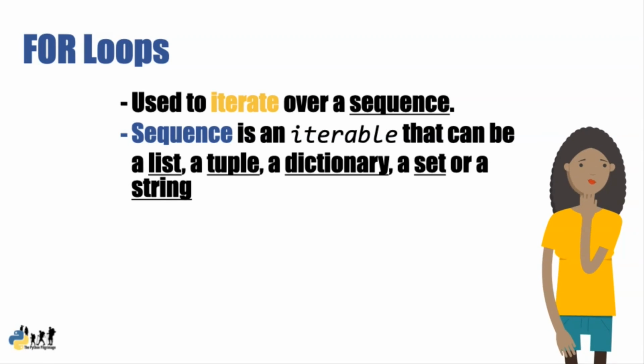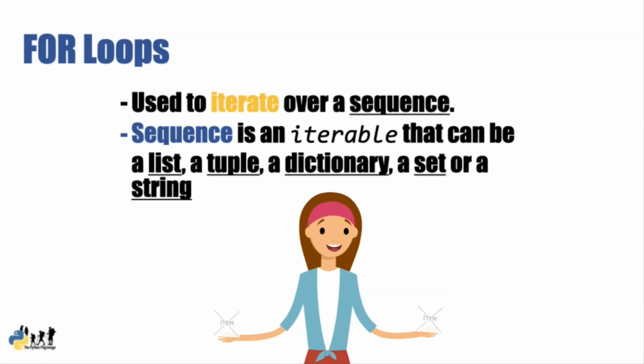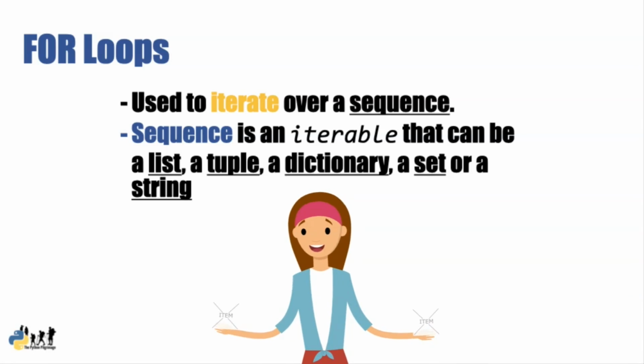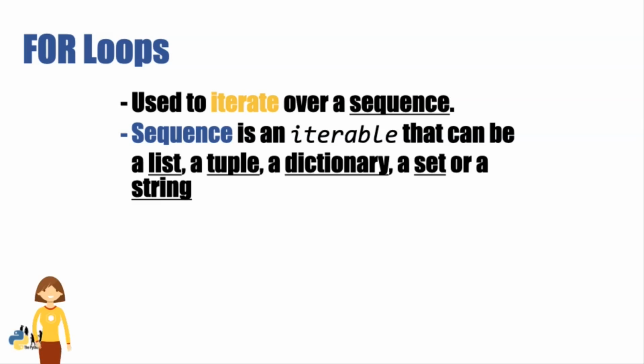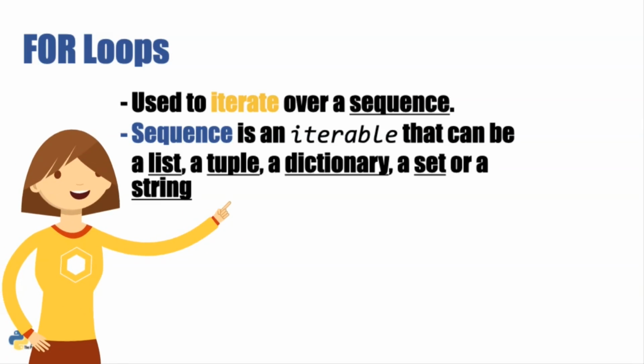For loops are used to iterate over a sequence. A sequence, on the other hand, is an iterable, or an object capable of returning its members one at a time. It can be a list, a tuple, a dictionary, a set, or a string.